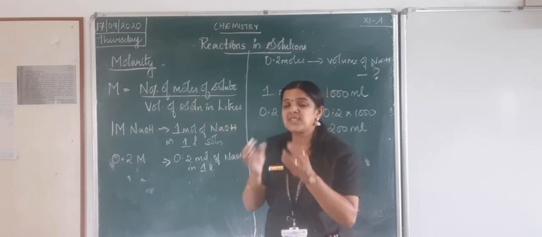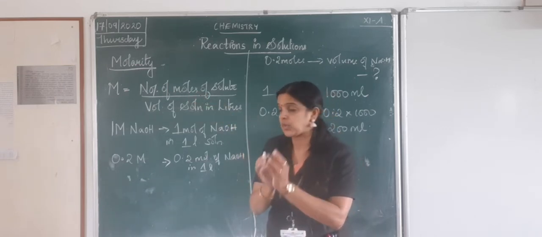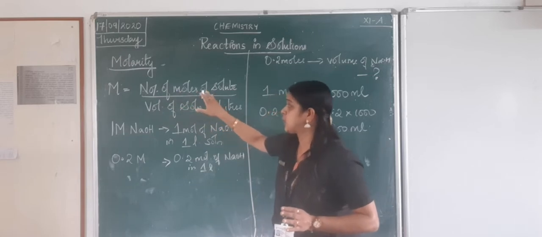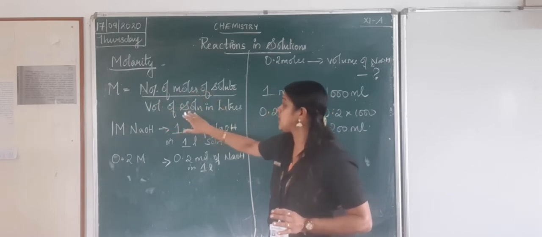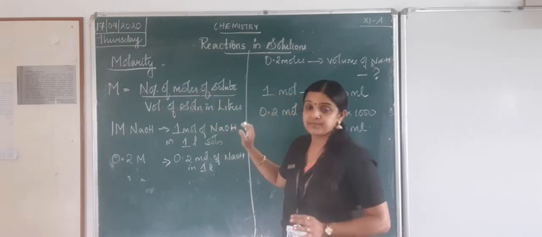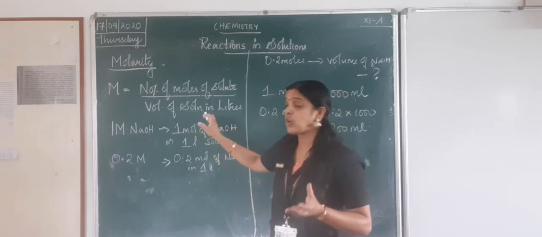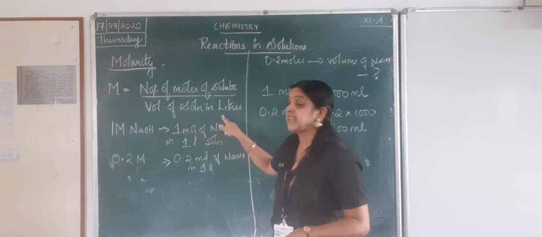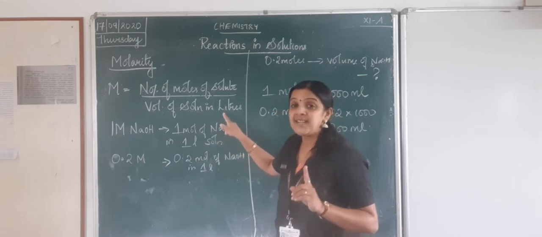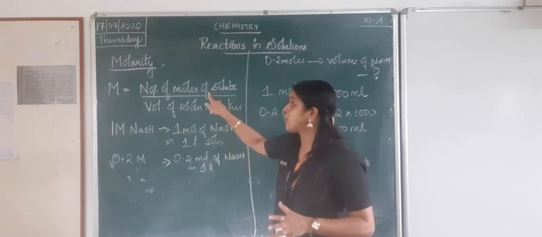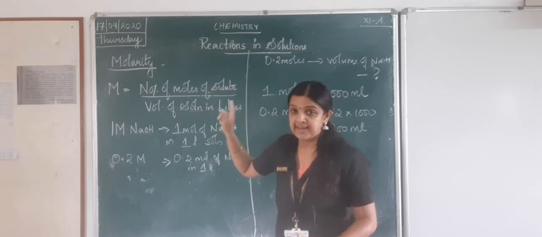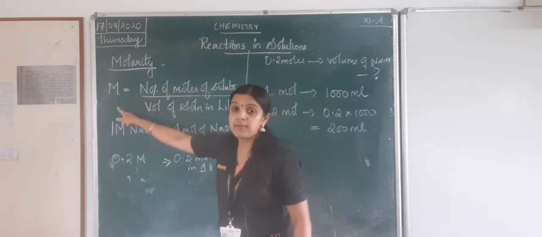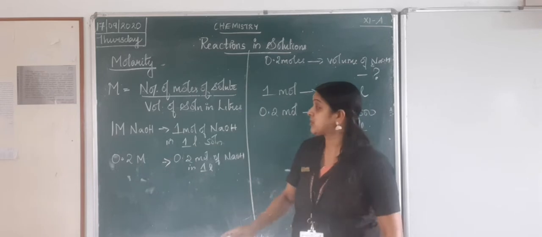What is my solute? Something which I am going to add in less amount. The number of moles of solute in volume of solution in liters. Solution is again a combination of solute and solvent, but I am going to take it in liters. That is, in 1 liter of the solution, how many moles of solute are being added, that will be giving my molarity. You are able to get me, children?